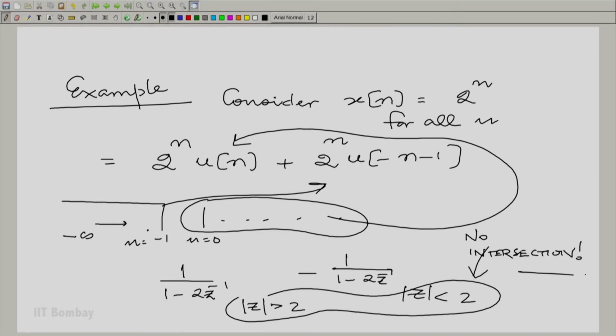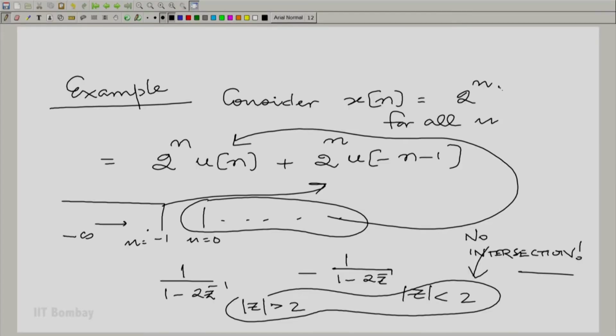The problem is, if a z transform has a null region of convergence, it means there is no z transform. So, for example, here x of n equal to 2 to the power of n for all n has no z transform in the traditional sense. If I bring in impulses, the story is different, but it has no z transform in the traditional sense.